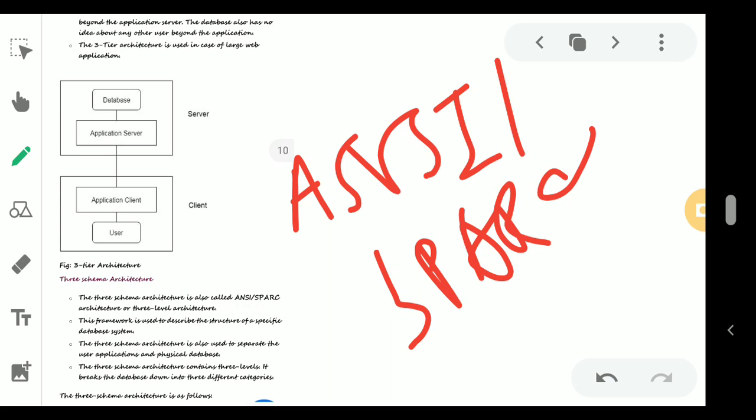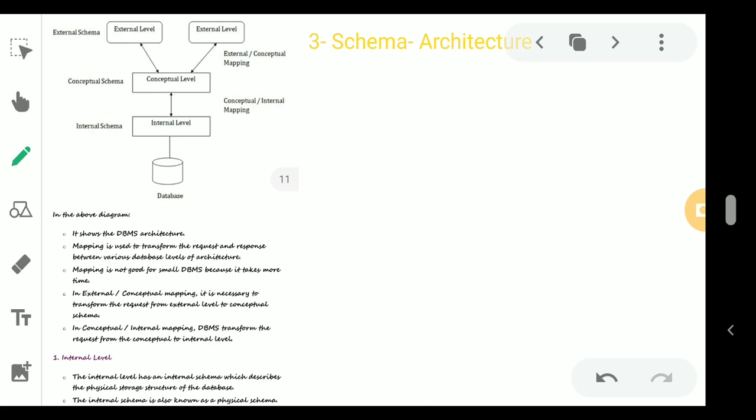The 3-schema architecture is also used to separate the user application and the physical database. Okay, so the 3-schema architecture contains 3 levels. There are only 3 levels, that's why it is known as 3-schema, because there are 3 different levels.